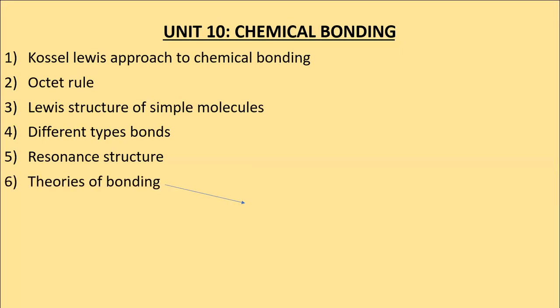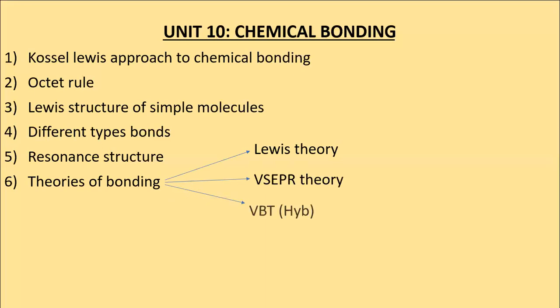Next comes the important thing, the theories of bonding. Under this, we are going to study about Lewis theory, VSEPR theory, valence bond theory by means of the hybridization method. The next will be the molecular orbital theory. Okay. And last will be the metallic bonding.